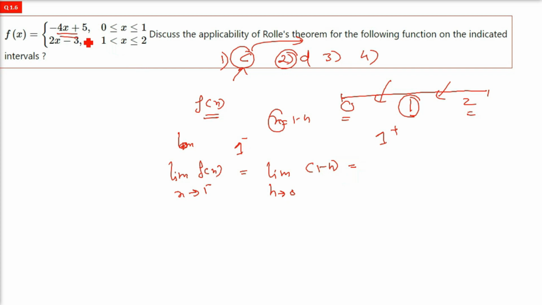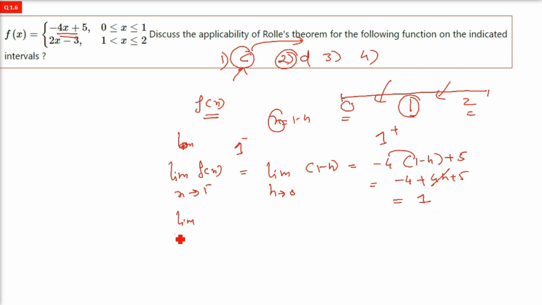Since you are talking about a value which is below 1, you have to take minus 4x plus 5 as the function. So minus 4 into 1 minus h plus 5. What do you get? Minus 4 into 1 minus h is minus 4 plus 4h, and then we have plus 5. So as h tends to 0, 5 minus 4 is 1. This is the left hand limit.